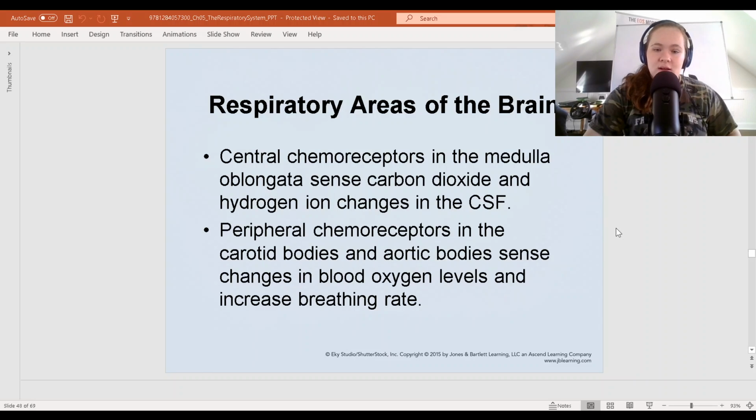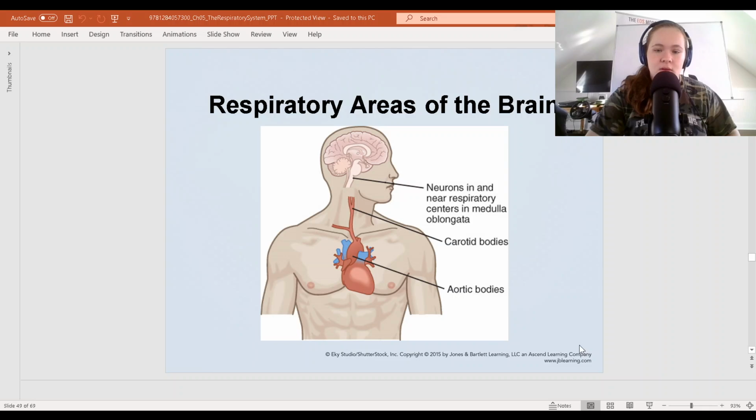Central chemoreceptors in the medulla oblongata sense carbon dioxide and hydrogen ion changes in the cerebral spinal fluid. Peripheral chemoreceptors in the carotid bodies and the aortic bodies sense changes in the blood oxygen levels and increase breathing rate. Here we have neurons in and near the respiratory centers in the medulla oblongata and the carotid bodies as well as the aortic bodies.